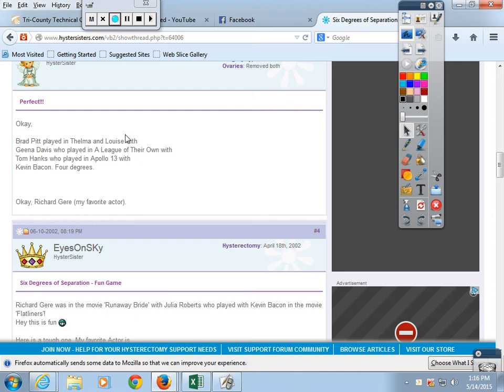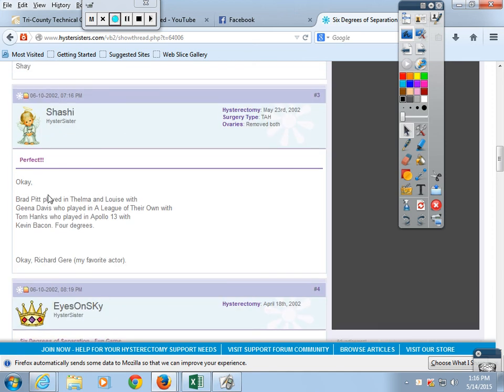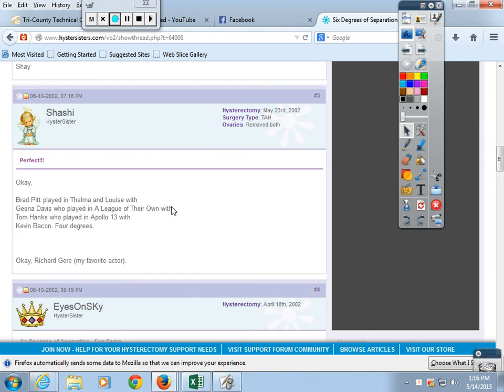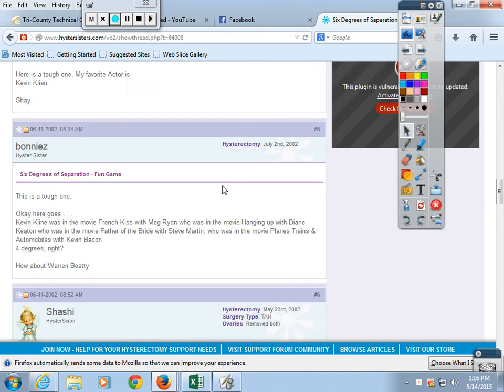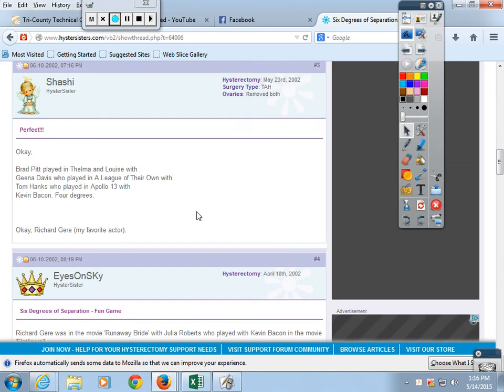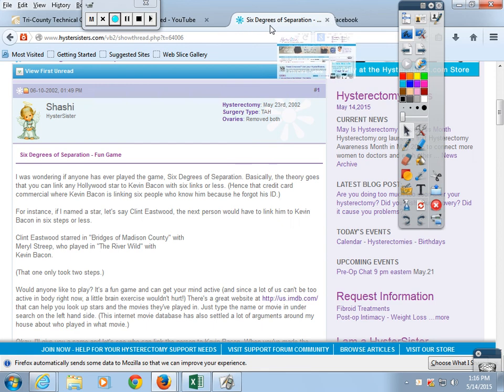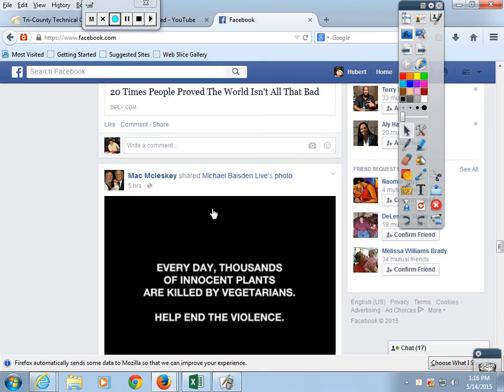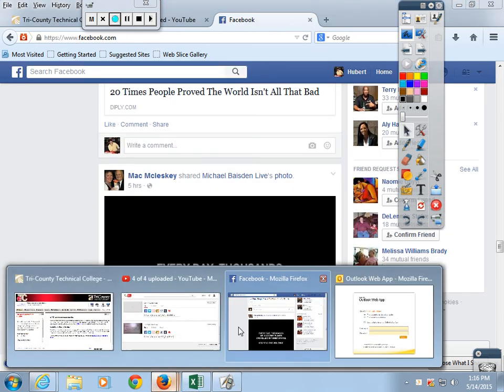Okay, let's see if you can do this one. Brad Pitt. Brad Pitt played in Thelma and Louise with Geena Davis, who played in A League of Their Own with Tom Hanks, who played in Apollo 13 with Kevin Bacon. So you could do those all day long. Can't believe y'all never heard of it before. It's your parents' fault. All right, now you remember it.